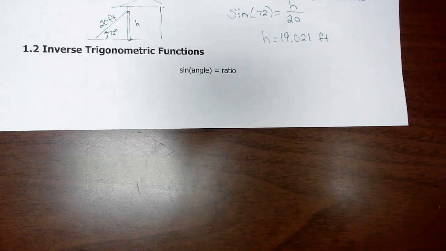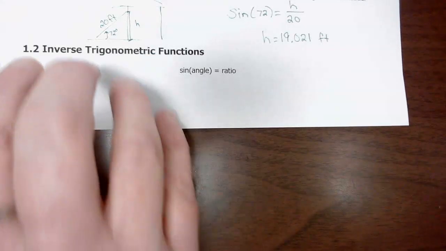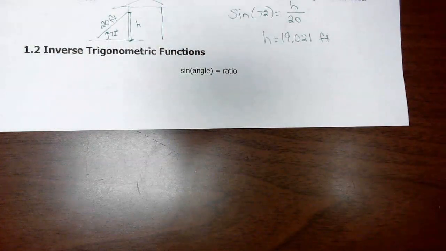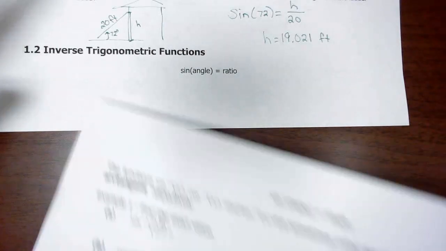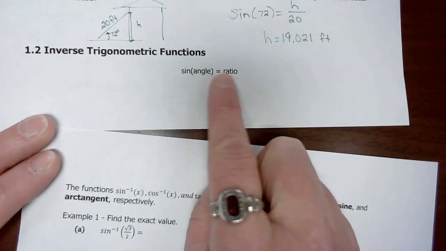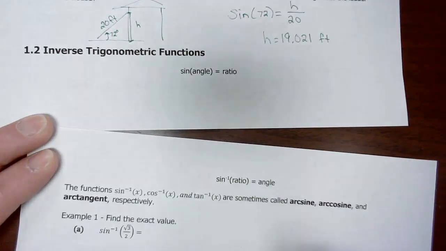Last video, we were looking at trig ratios. And I apologize that the 1.2 notes didn't line up very well on my printout here. The ones in class work out better. But the sine of an angle equals a ratio. So we're always getting the ratio of two sides.